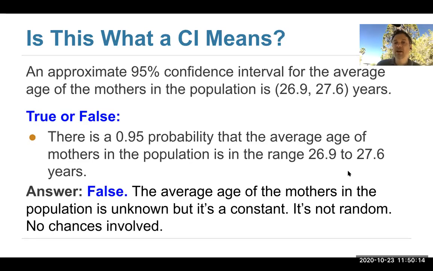You could say that we have 95% confidence associated with this interval. You could say the 95% confidence interval for the average age of the mothers is 26.9 to 27.6. You could say we have 95% confidence in this interval. All right, so that's confidence intervals.